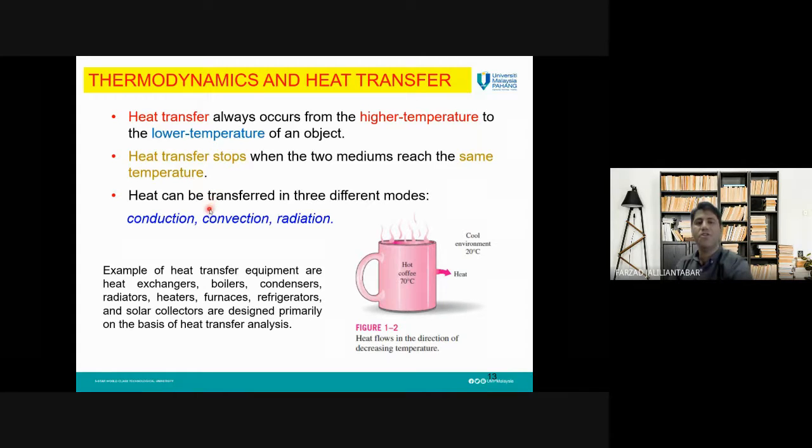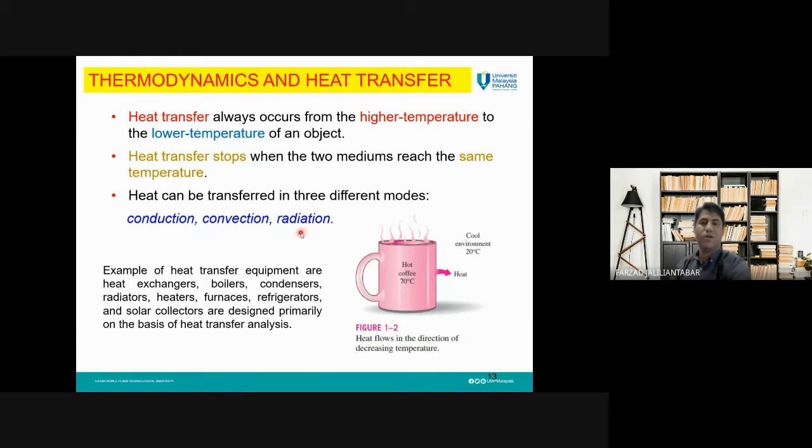But how does this heat transfer happen? How is this energy transferred from one place to the other? As you may know from what you already studied in school, it happens in three different modes, which are conduction, convection, and radiation.